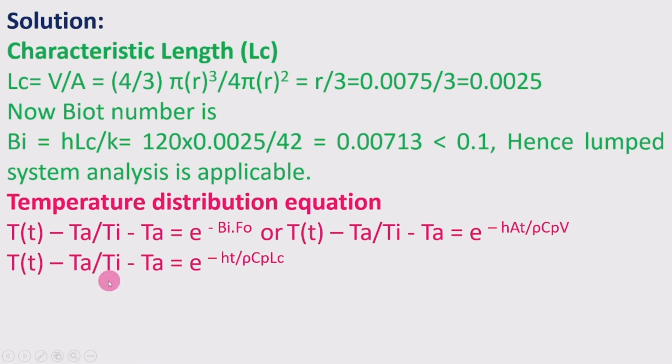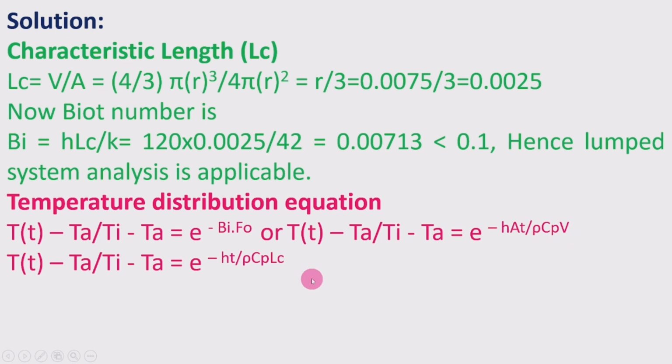Then we can rearrange this in such a way that (T of t minus Ta) by (Ti minus Ta) equals e raised to minus ht by rho Cp Lc. Here we can take the V by A ratio, and that becomes the characteristic length Lc. That Lc is taken in the denominator, V by A ratio. Therefore, it becomes this equation.